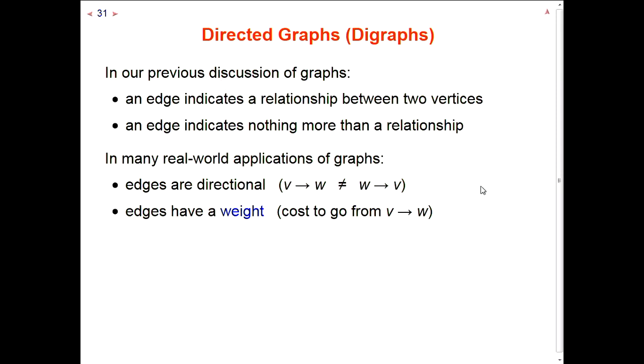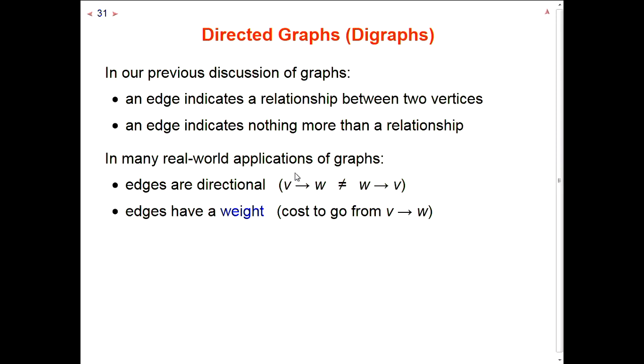Previously, undirected graphs meant there is a relationship between two vertices, but nothing else. In particular, this relationship was symmetric. They are related or not. In many real-world applications, however, edges are directional. Think Google Maps where you have a one-way street, then this is directional. And there are many other examples of graphs that are directional.